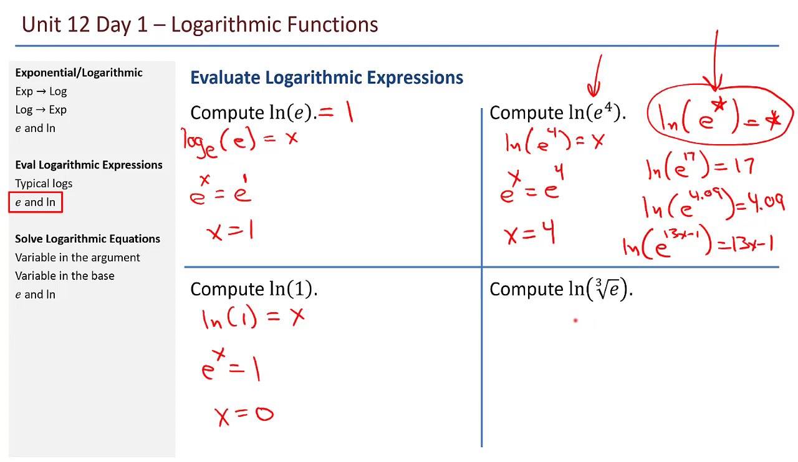Last one, let's compute the natural log of the cube root of e. Seems a little bit weird and tricky, right? Let's remember that the cube root of something is the same thing as raising it to the 1/3 power. So that's the same thing as trying to figure out the natural log of e to the 1/3. And look at this, what I discovered in my previous statement: the natural log of e to the anything is that thing again, so I simply get 1/3 as my answer.